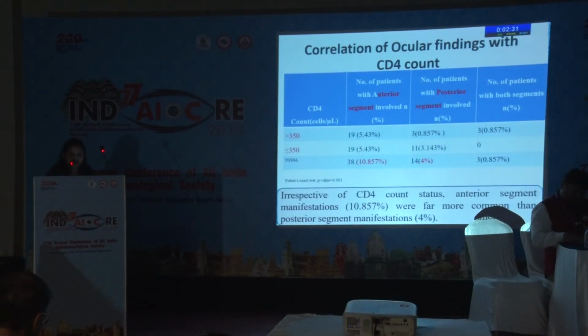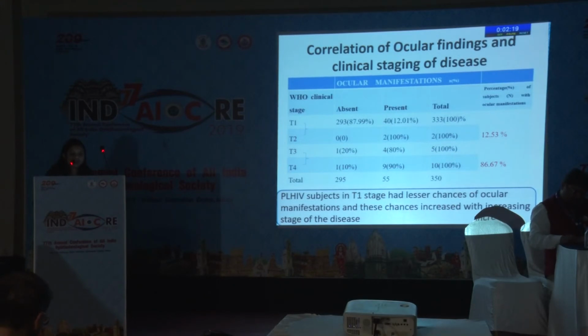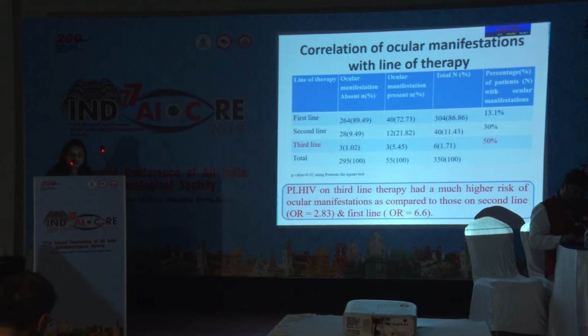We divided the patients into 2 groups with CD4 count greater than 350 and less than or equal to 350. We have seen in both groups, anterior segment manifestations were more common than posterior segment manifestations. Then we correlated ocular findings with the clinical staging of the disease. Nearly 87% of patients who were in stage 3 and 4 had ocular manifestation. Thus, patients in stage 1 had a lesser chance of ocular manifestation, and these chances increased with increasing staging of the disease. Then we correlated ocular manifestations with line of therapy. Nearly 50% of patients who were on third line had ocular manifestation. Thus, they had a much higher risk of ocular manifestation as compared to those on second and first line.